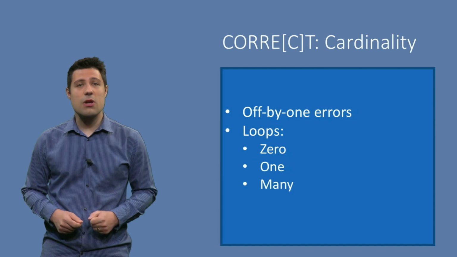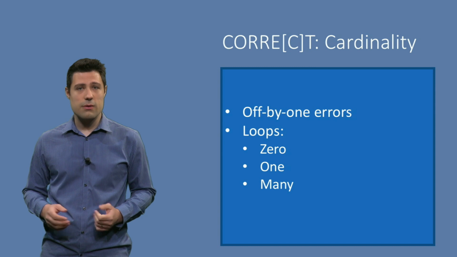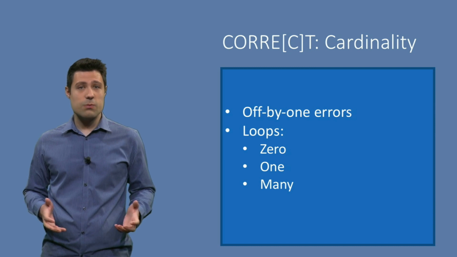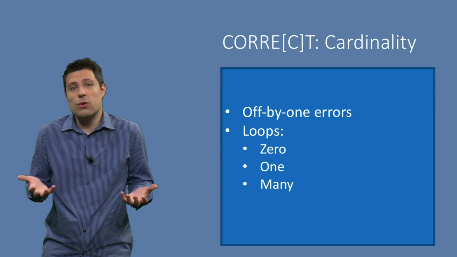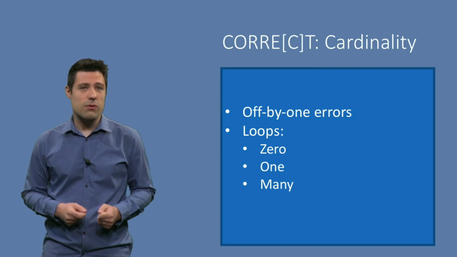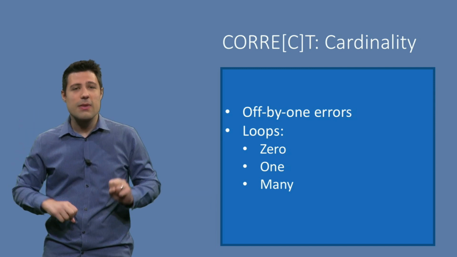Then C is for cardinality, and cardinality is about the famous off-by-one error. Your algorithm fails because the last iteration of a loop didn't work. You missed one thing to do before you go to the final result. We call it an off-by-one error, or you were almost there.